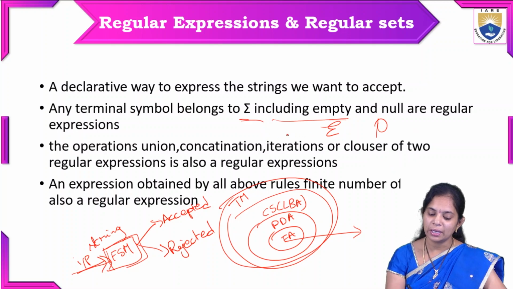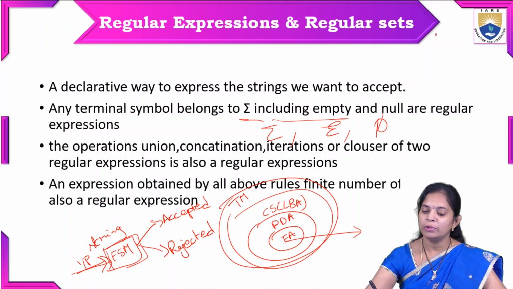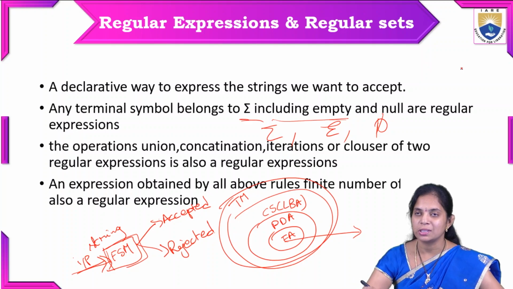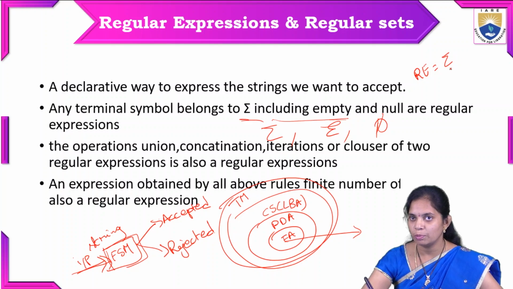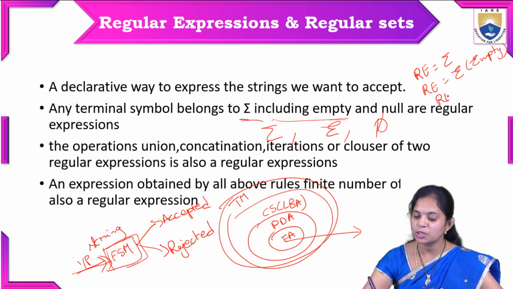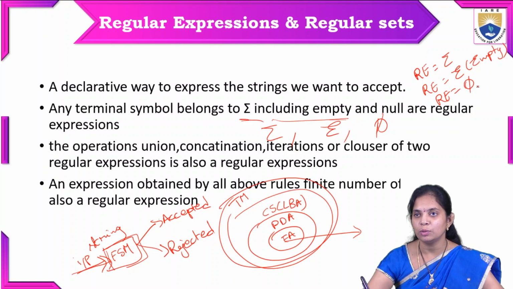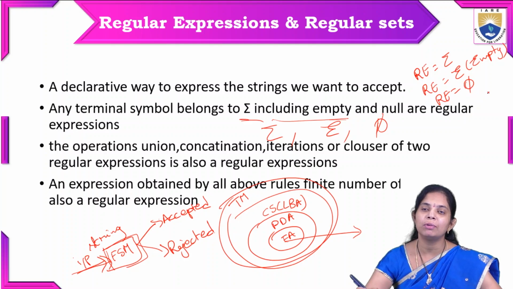Both sigma and epsilon and phi are regular expressions. Single values are also regular expressions. So I am writing: a regular expression is equal to a symbol from sigma; a regular expression is equal to the null value, that is epsilon, which is empty; and a regular expression is null, which is equal to phi. These three values are also regular expressions.